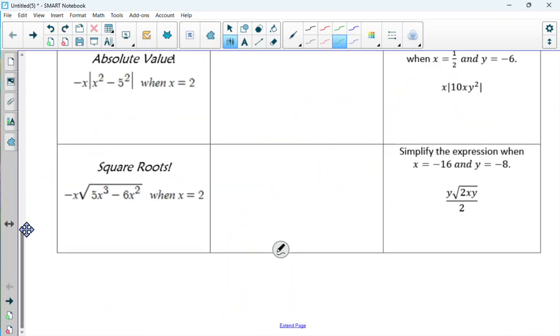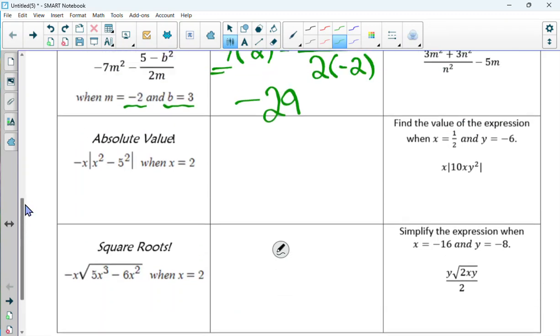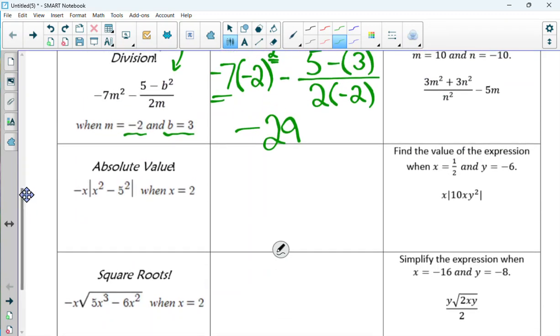Oops. All right, absolute value. Same idea. Every time we substitute in that x, we're still putting it in parentheses. Just want to show you how to use absolute value in the calculator. Negative 2 goes in parentheses. Absolute value of 2 squared minus 5 squared.